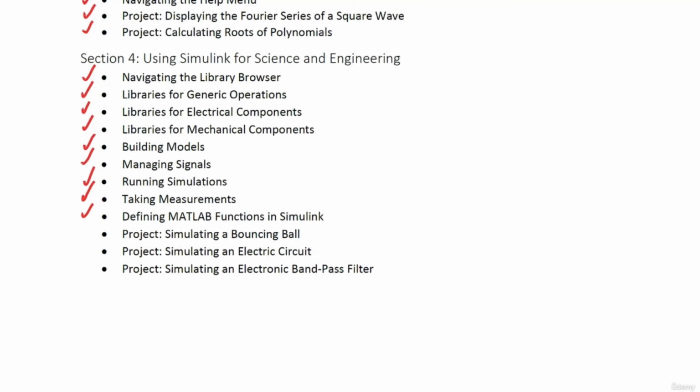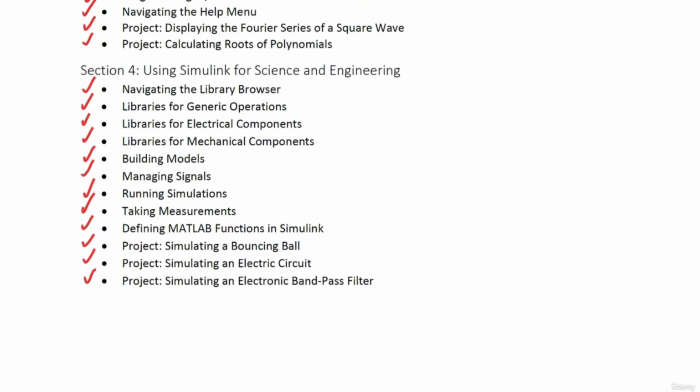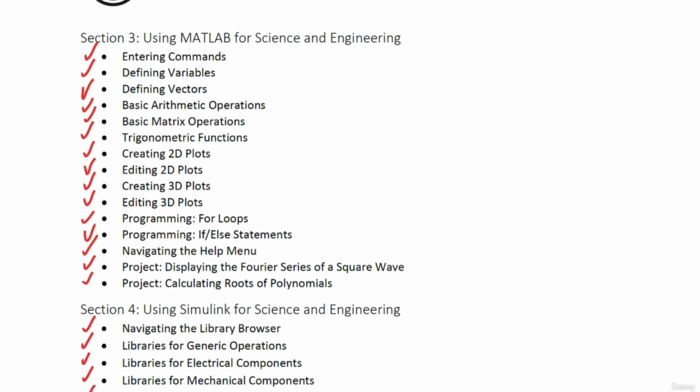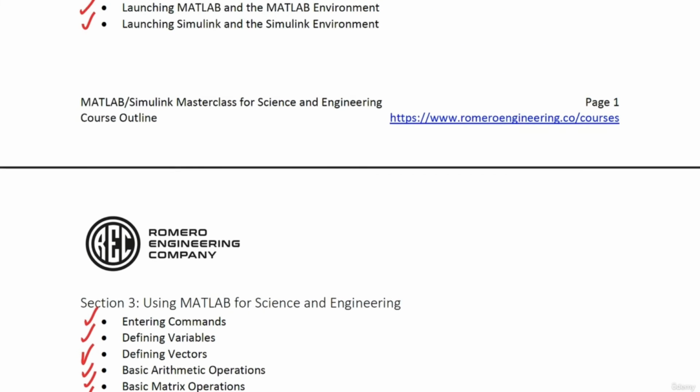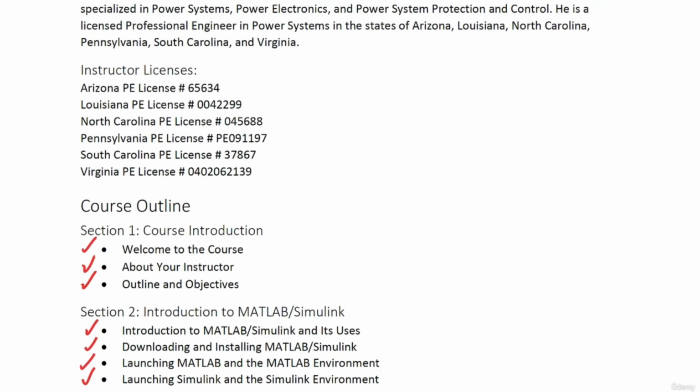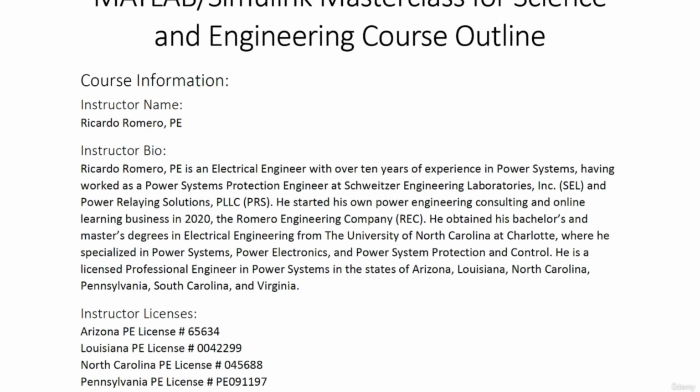So we'll do 3 different projects. The first one is going to be how to simulate a bouncing ball. And then we're going to talk about how to build a simple electric circuit. And we'll finish up with simulating an electronic bandpass filter. So this is going to be a somewhat complex project, but again, we'll talk about it and we'll go through it step by step. So as you can see, this is a very thorough course. We'll talk about how we can use both MATLAB and Simulink for science and engineering applications.